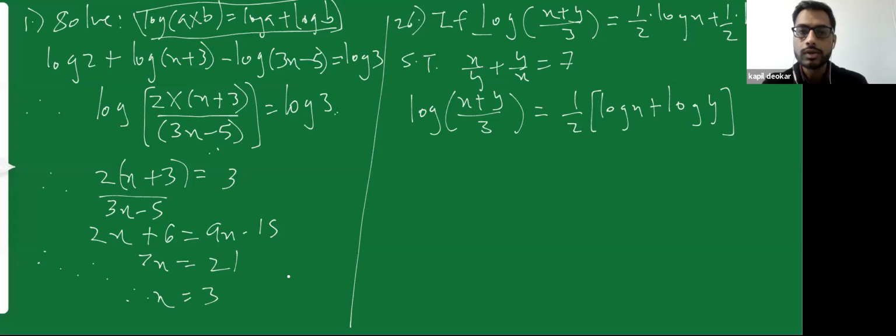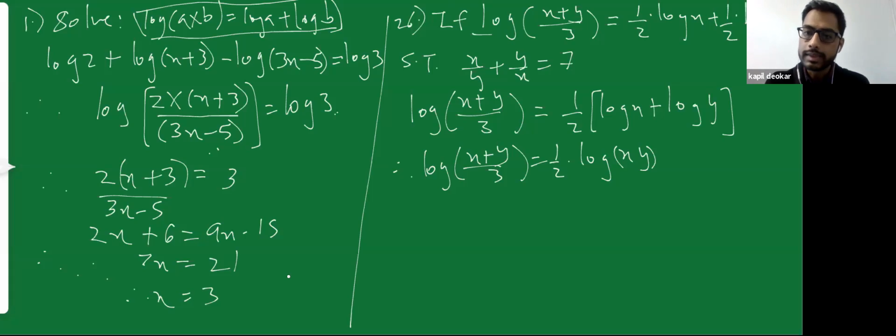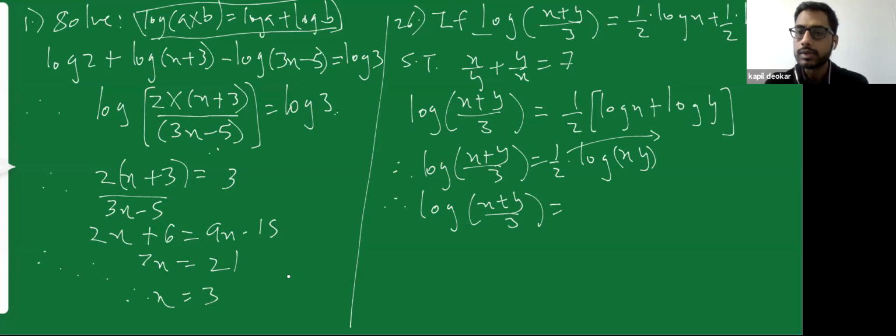And what is log a plus log b? Log a plus log b is log of a into b. So what would be log x plus log y? That would be log of x into y. Therefore, I can say this term is equal to half into log of xy. Now we have also seen one property yesterday, which is log of this term I can write as power of this term. So this would be log of xy raised to power half.